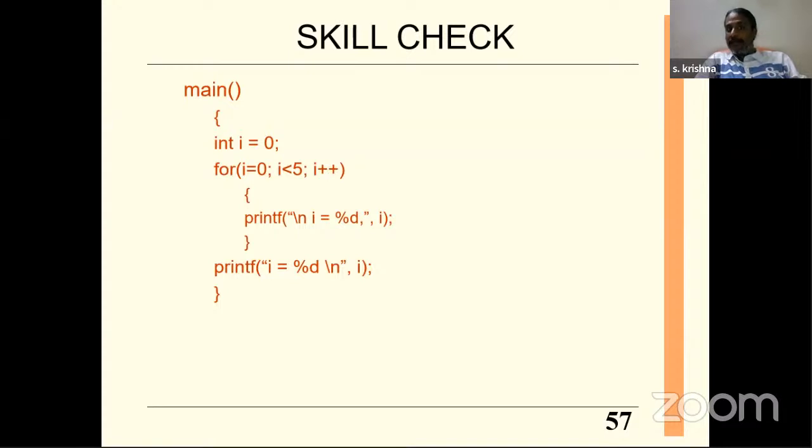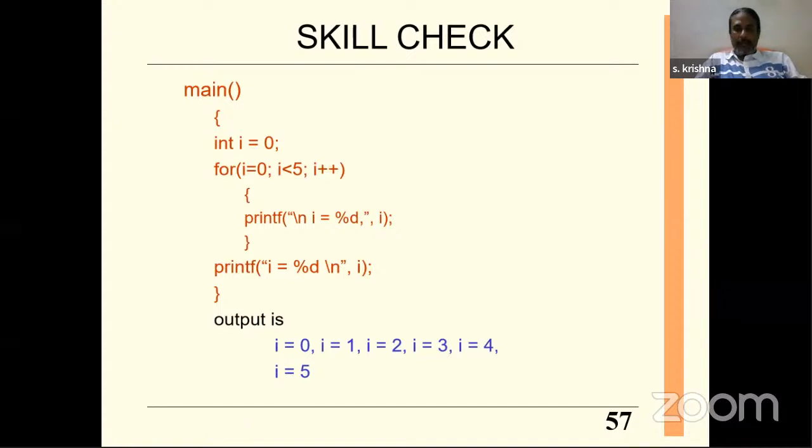So we are not saying I should be equal to or greater than; we are saying I should be less than 5. We are not saying equal to. So 5 is not less than 5, so it will come out of this loop and print this statement, which is I. The I value is already 5, so it will print 5. So what is the output here? The output will be 0, 1, 2, 3, 4, 5. Clear? Everyone is clear?